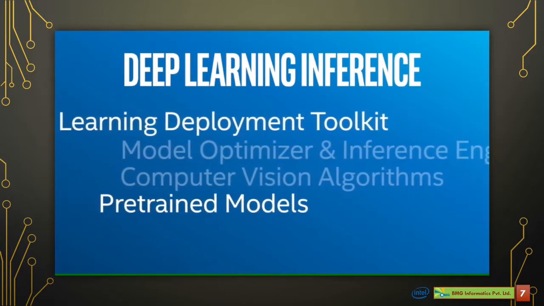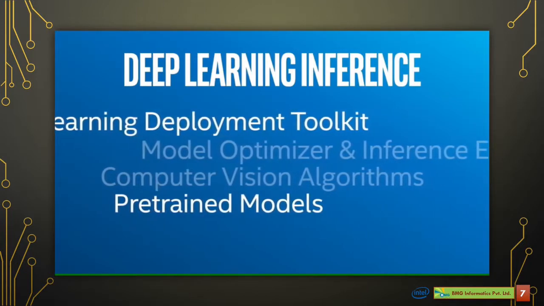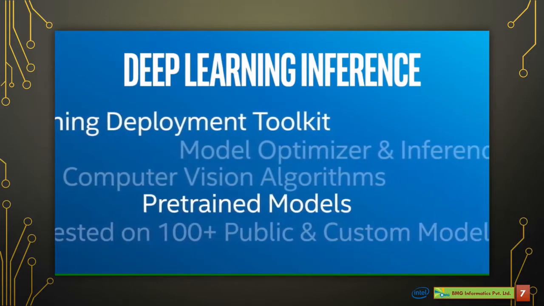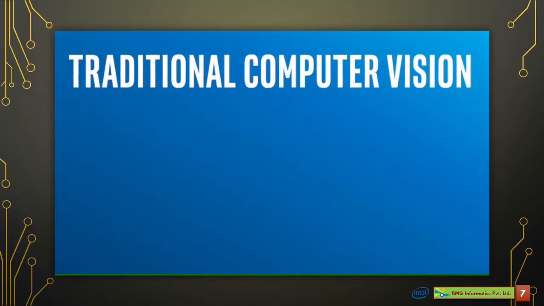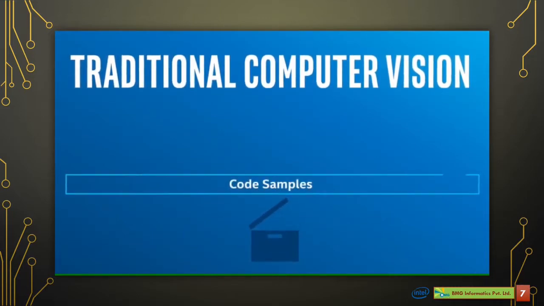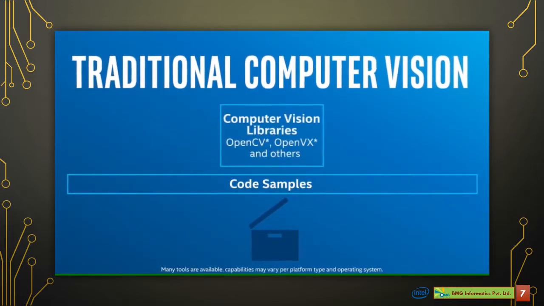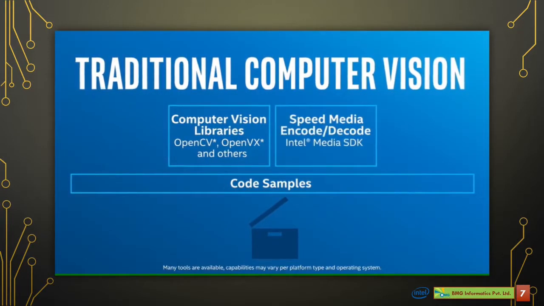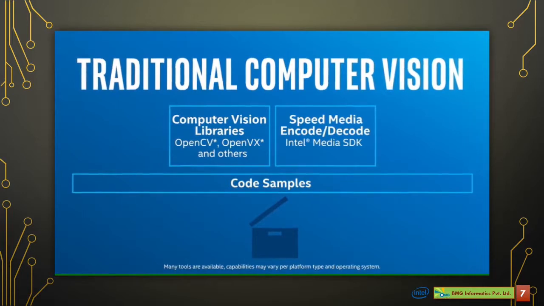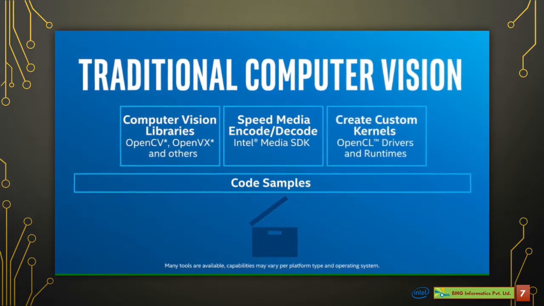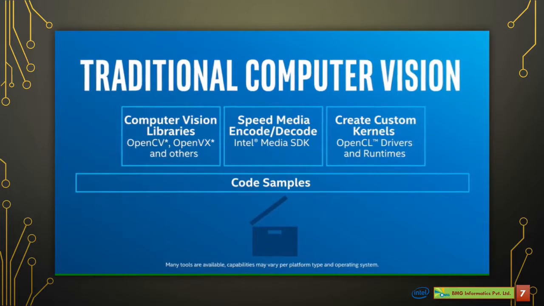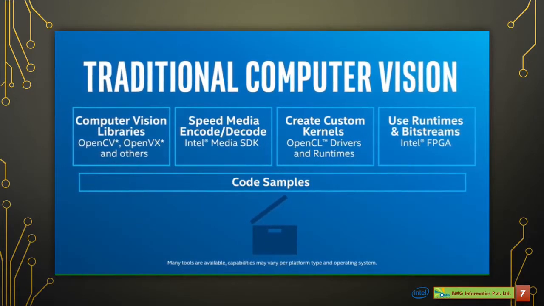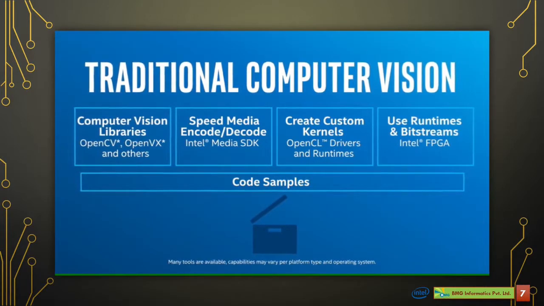You can also be confident with your deployment, as the OpenVINO toolkit was tested and validated on more than 100 public and custom models. Plus, you'll save time building key application features with computer vision libraries, including optimized OpenCV. A vast assortment of code samples helps you get started. The OpenVINO toolkit also includes other tools and capabilities so you can build new features into your application, gain even greater performance, or even optimize for certain hardware.